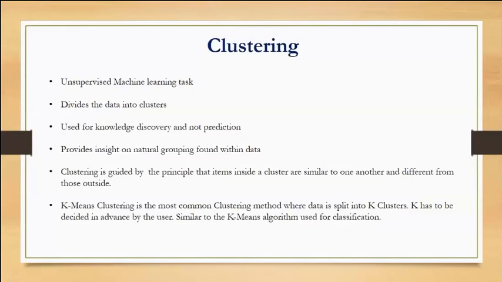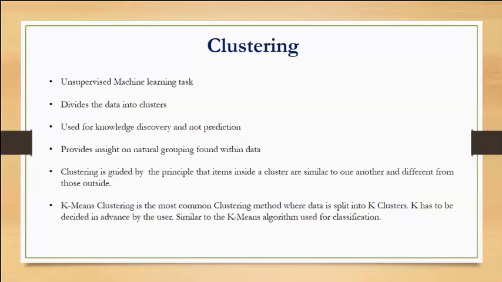So clustering is an unsupervised machine learning task which divides the data into multiple clusters. It is used for knowledge discovery and not for prediction. It provides an insight on natural grouping found within the data. Clustering is guided by the principle that items inside a cluster are similar to one another and different from those outside. Meaning, when your data has three clusters, say A, B, and C, the data within cluster A are identical to one another, while the data in cluster A is quite different from the data in cluster B.